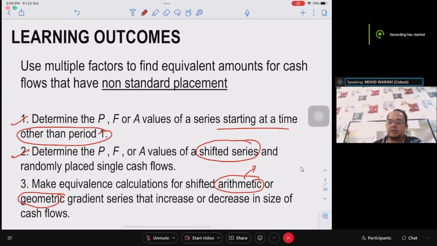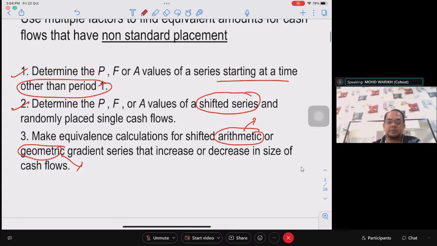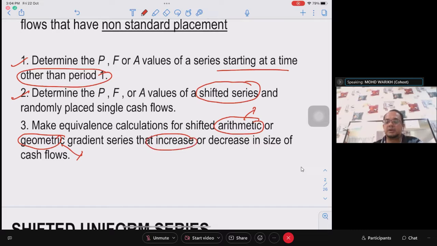Geometry, we can do with the tables, but in the geometry, you have to use only the formula, cannot by the tables or notation. In terms of increase or decrease, you have to understand what is an increase, what is a decrease, based on the cash flow diagram.